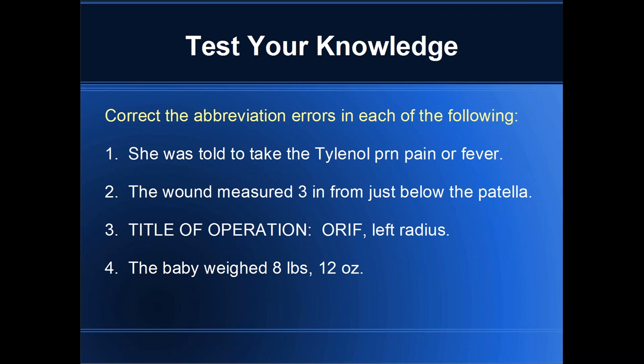And that isn't a space there, by the way. I don't know why it looks so big, but it isn't. And the baby weighed 8 pounds, 12 ounces. And of course, both of them are abbreviated. So 8 LBS and then 12 OZ for ounces.